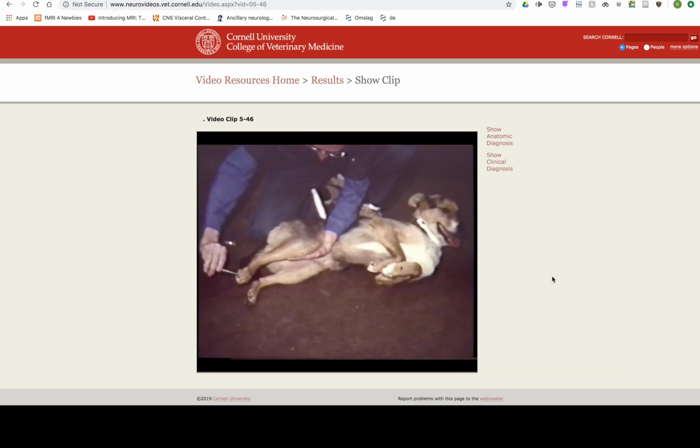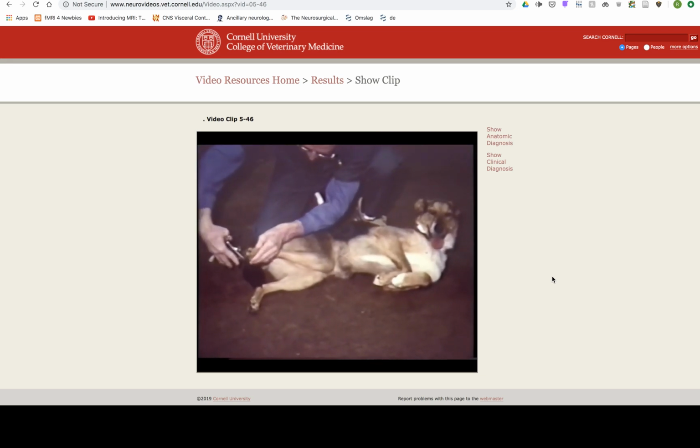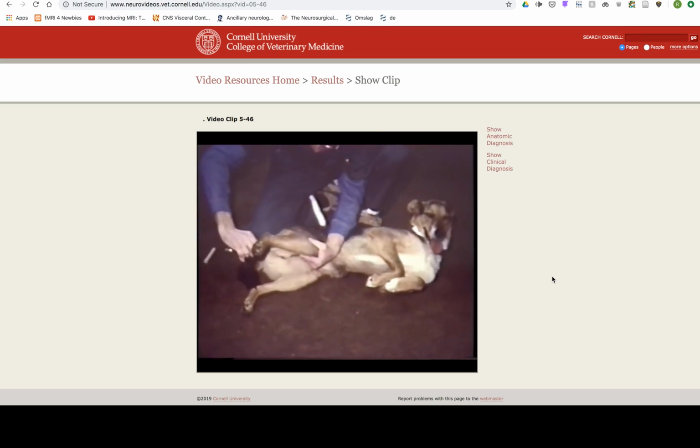Pelvic limb monoplegia. Dog signalment: 18-month-old castrated male shepherd mixed breed. Leo's chief complaint: unable to use the right pelvic limb. History: Leo had been struck by a car 5 days prior to the video, and no change had occurred since that time. Examination: see video 5-46.